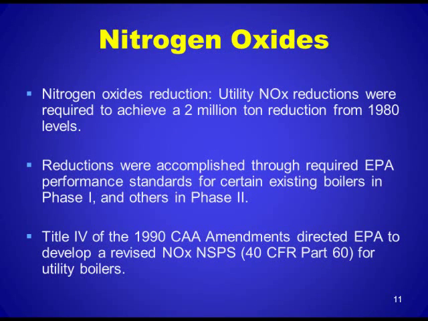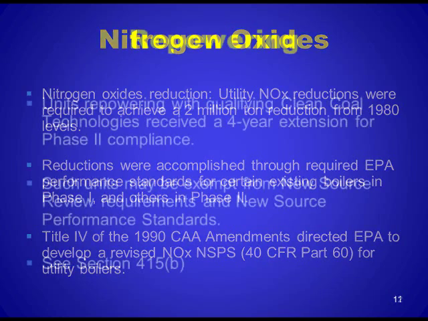With regard to nitrogen oxides, utility NOx reductions were required to achieve a 2 million ton reduction from 1980 levels. Reductions were accomplished through required EPA performance standards for certain existing boilers in Phase 1 and others in Phase 2. Title IV of the 1990 Clean Air Act amendments directed EPA to develop a revised NOx NSPS, New Source Performance Standard, which you find at 40 CFR Part 60 for utility boilers.